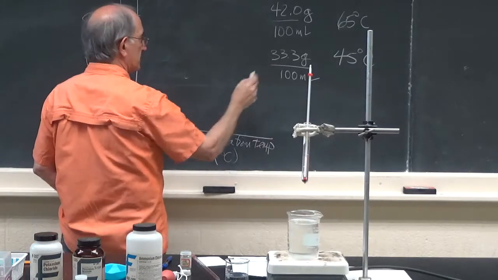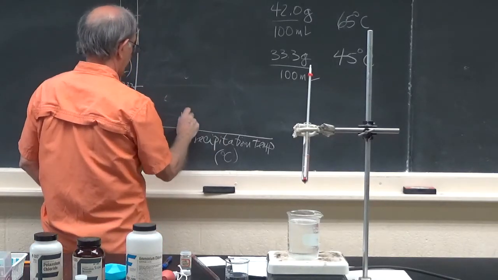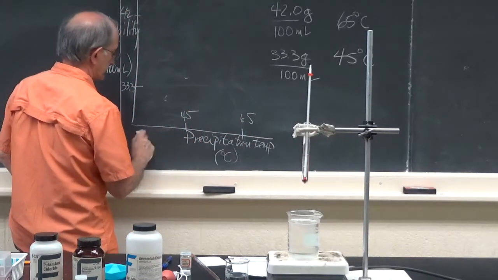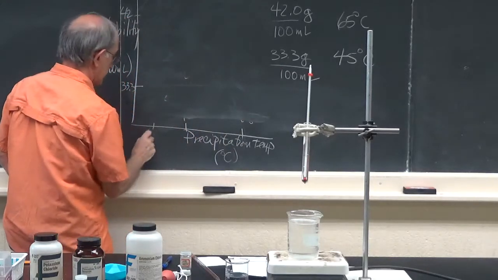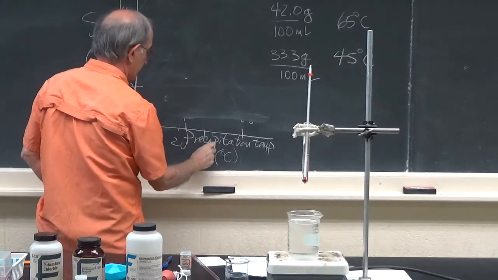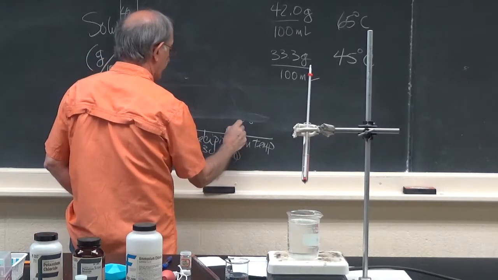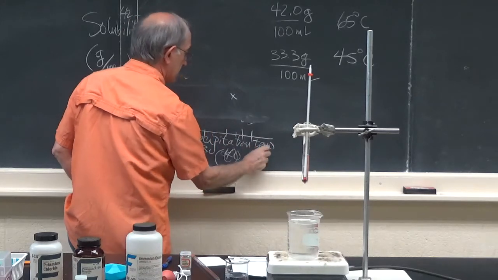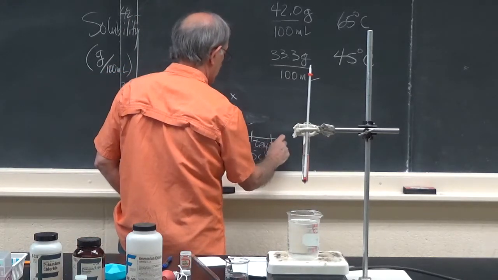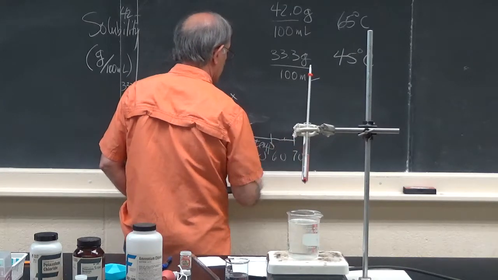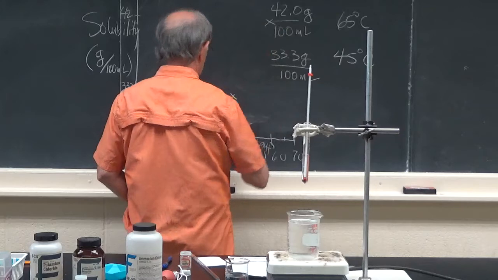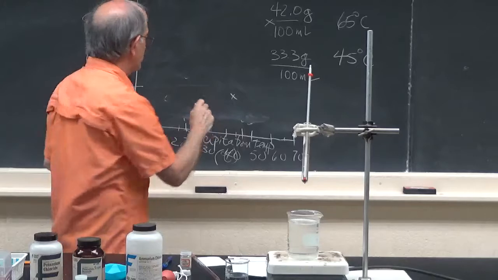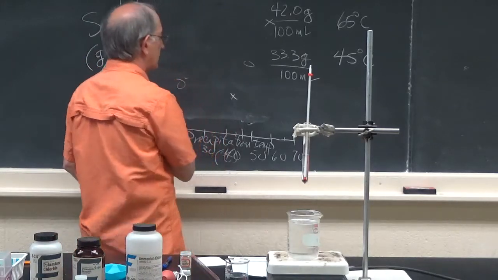And so this would be 45 here and 65 here. So we go, let's do it this way, 10, 20, 30, 40, 50, 60, 70, and 75. So that's going to be here, okay? And you'll have 2 additional data points from your partner.